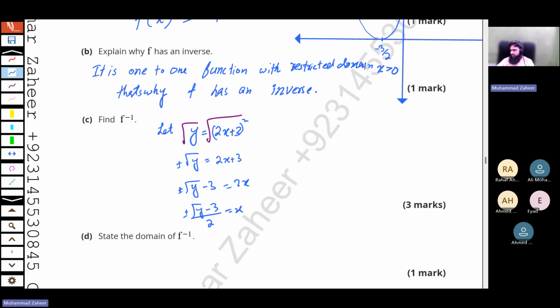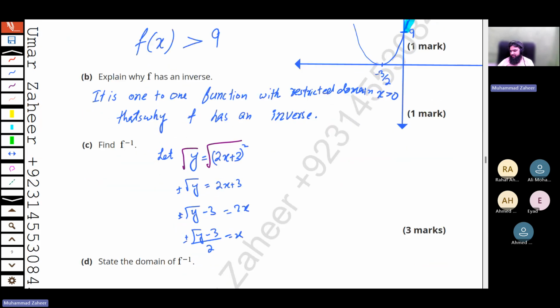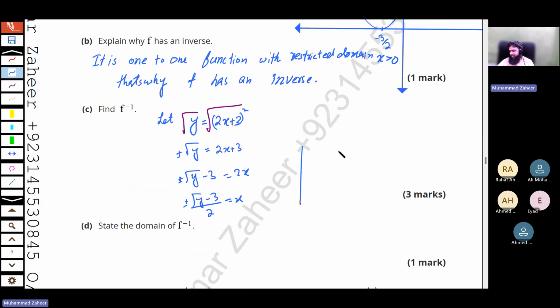All right, now we are talking about the positive values only, right? Look at here, the answer is going to be taking only the positive values. So that's why we have to take only the positive value, then replace y with x and x with the inverse function.